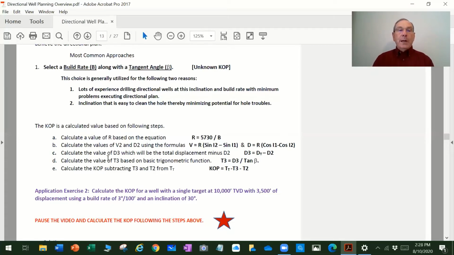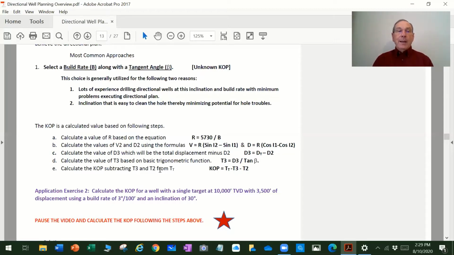So to calculate the value of D3, we've just calculated D2, and we know what the total displacement needs to be. So D3 is going to be the total displacement minus the displacement that we calculated in step B. Whatever that displacement is, we'll need that.